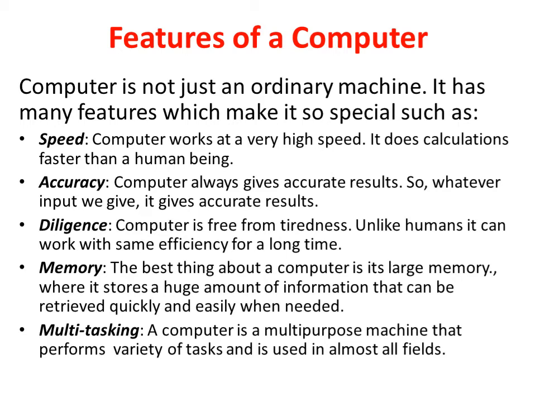Okay. Then multitasking. A computer is a multi-purpose machine. So we have already discussed that computer is an electronic machine. It is not an ordinary machine. It has many various devices. With the help of it, we can perform many kinds of work, right? So a computer is a multi-purpose machine that performs a variety of tasks and is used in almost all fields.